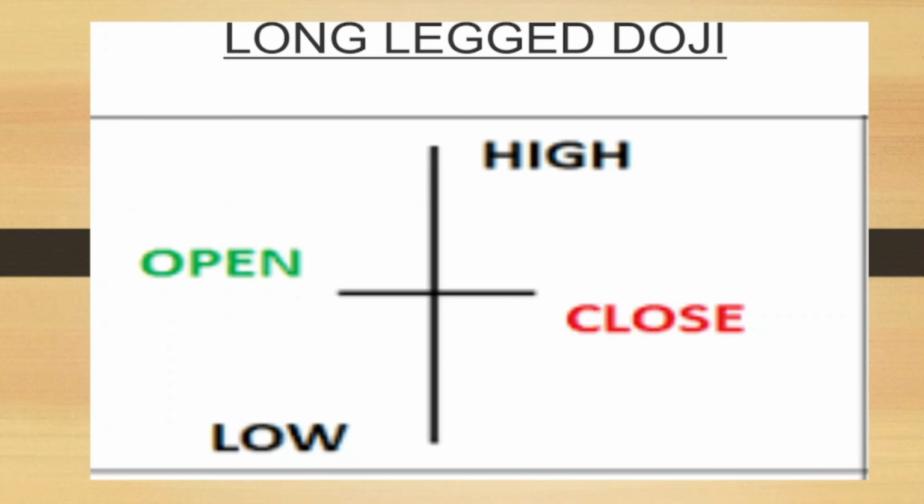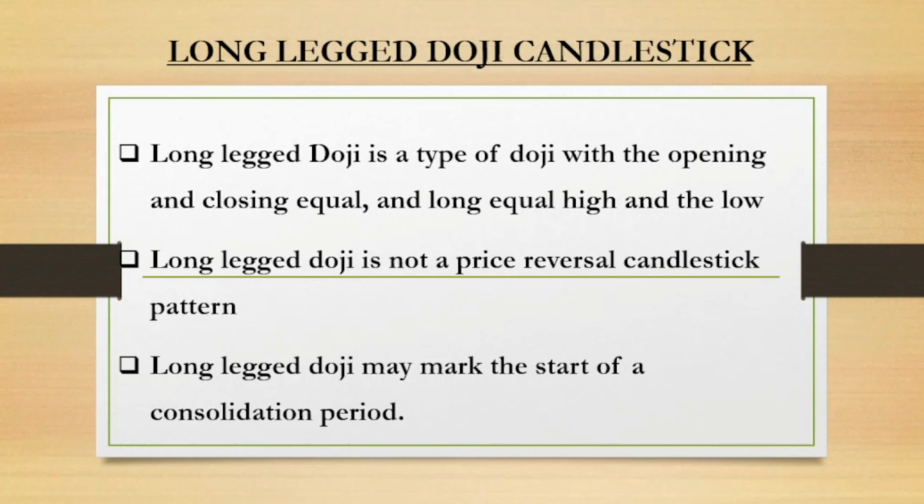Number 3, the long leg doji. Long leg doji is a type of doji with the opening and the closing equal, and the day high and the day low equal. I want you to know that long leg doji is not a price reversal pattern. I want you to know this. A long leg doji marks the beginning of a consolidation period in the market.